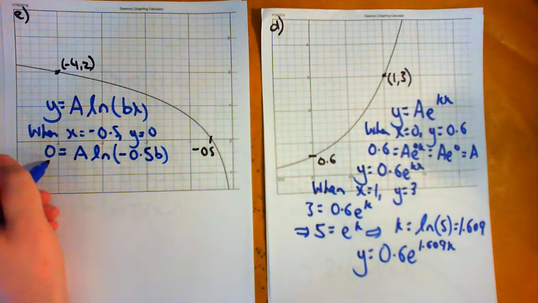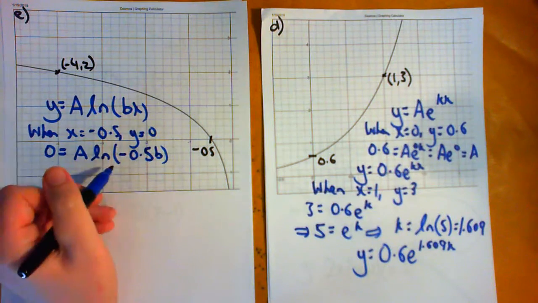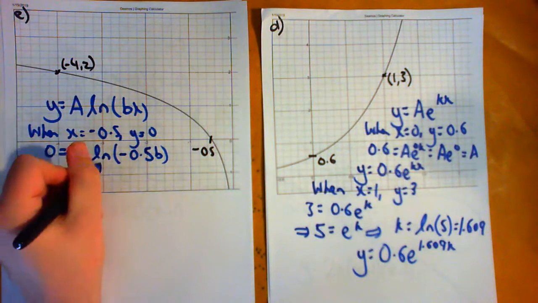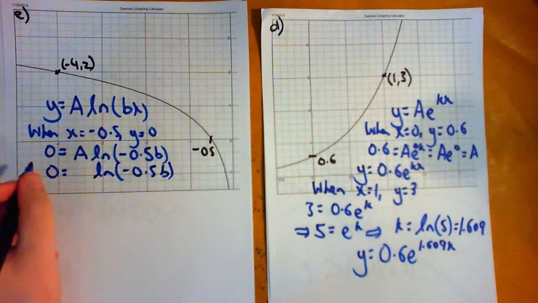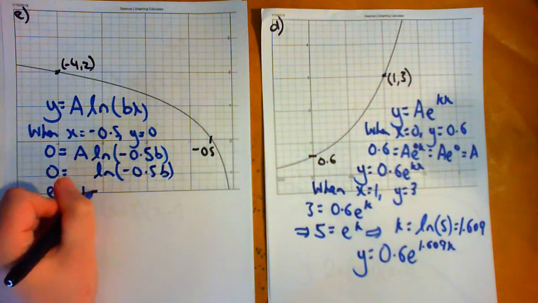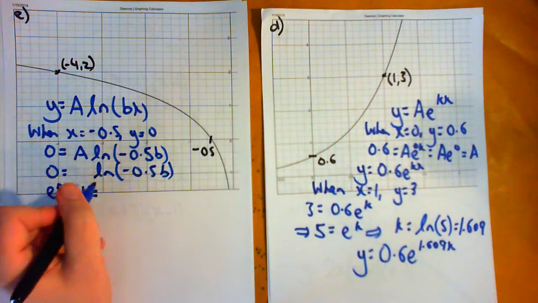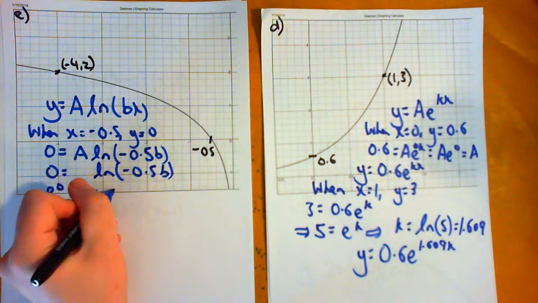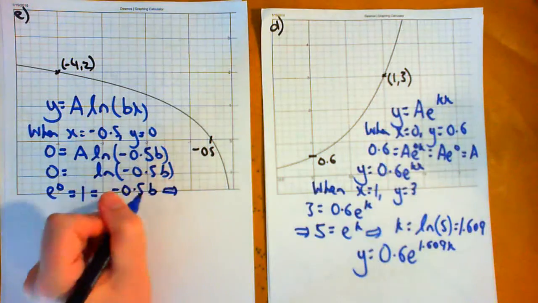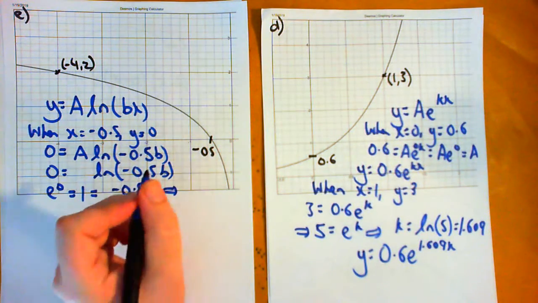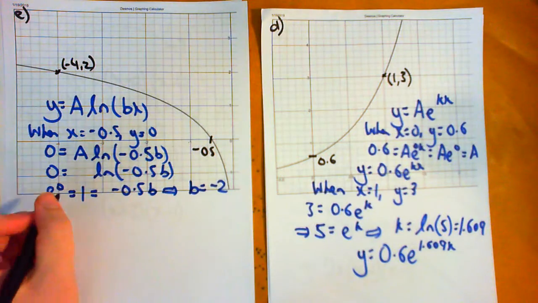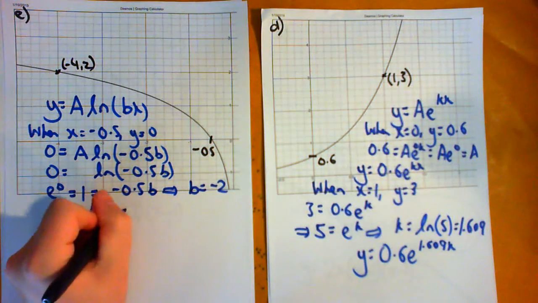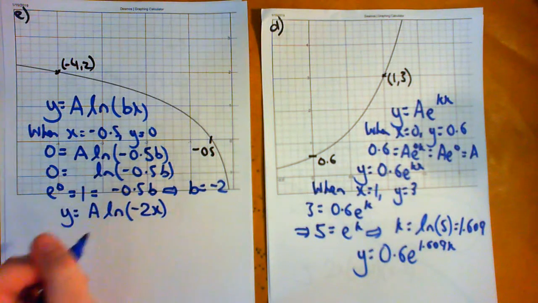So we can divide both sides by a, and we get 0 over a, which is still 0, equals ln of minus 0.5b, and we can get rid of the ln by taking e to both sides. So e to the 0, which is 1, is negative 0.5 times b. So therefore, if we divide that by negative 0.5, we get b equals negative 2. So it was negative, exactly as we predicted. So y equals, so far we have a ln of b, which we now know to be negative 2 times x.